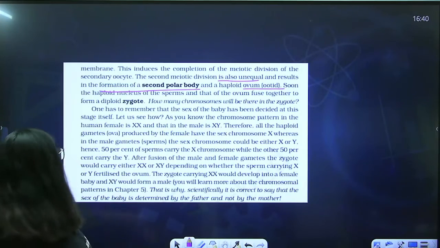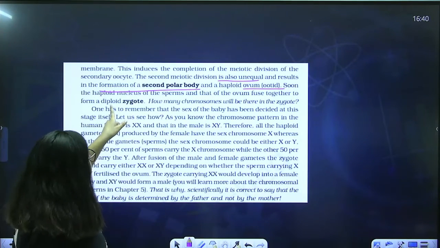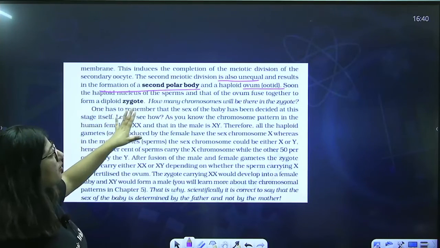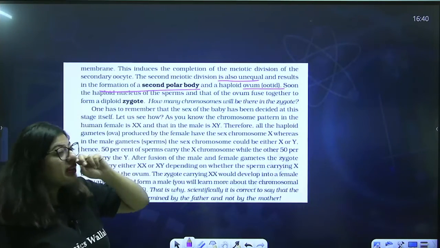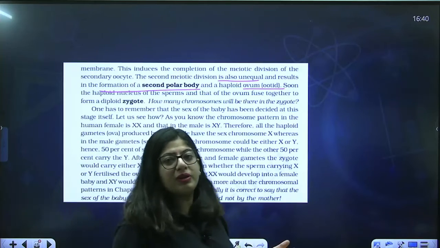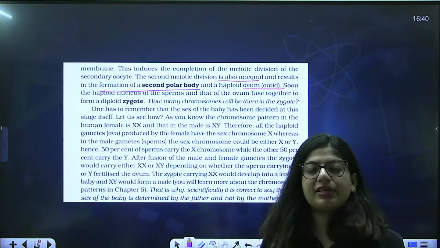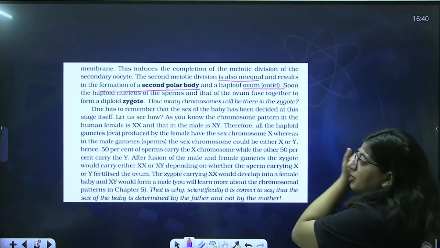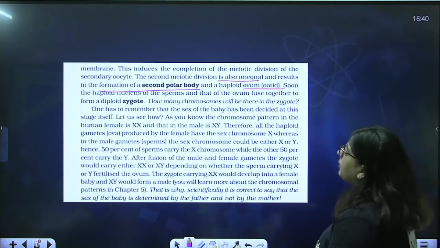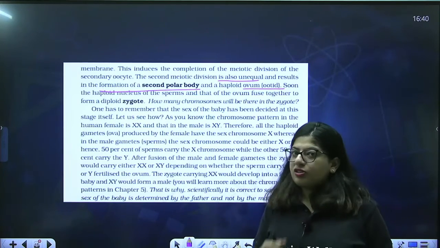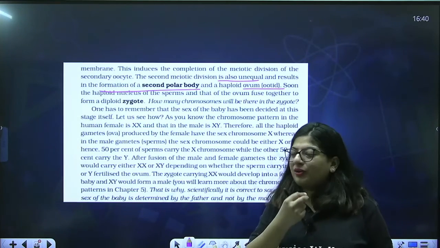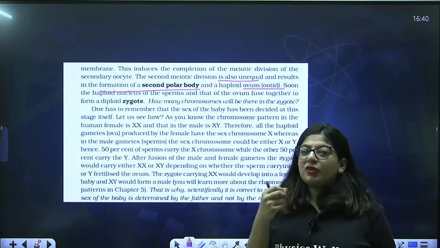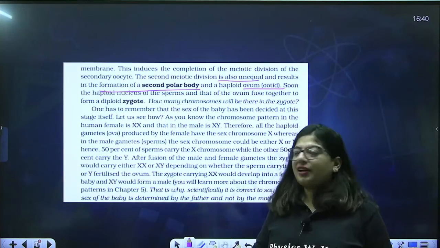Now, soon the haploid nucleus of the sperm and that of an ovum fuse together to form a diploid zygote. How many chromosomes will be there in the zygote? It's 2n. So 44 plus XY or 44 plus XX. Total 46 or 23 pairs. One has to remember that the sex of the baby has been decided at this stage itself. So during fertilization only you get to know what is going to be formed, the male or female, because which sperm will enter, that will decide, okay.